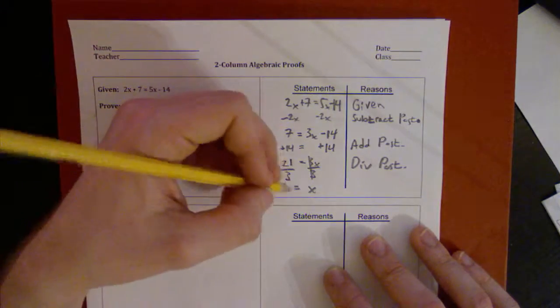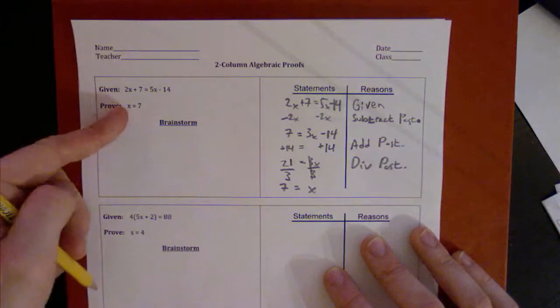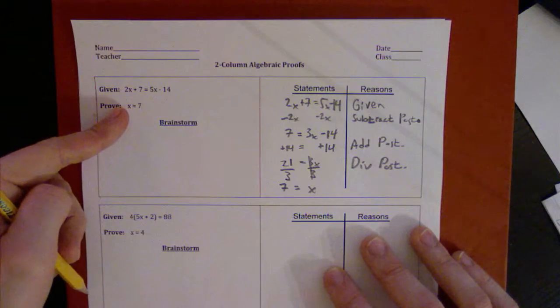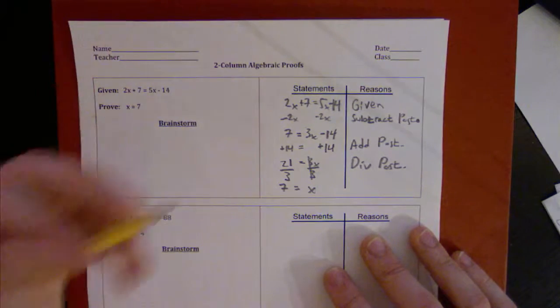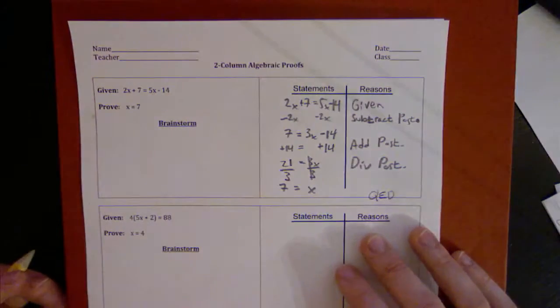If I substitute in that 7 is equal to x, I'll get what I was trying to prove, that x is equal to 7. So I can write QED. I am done with this.